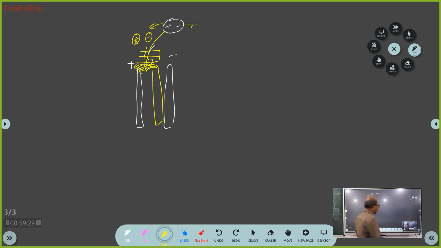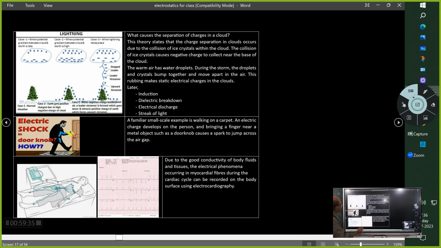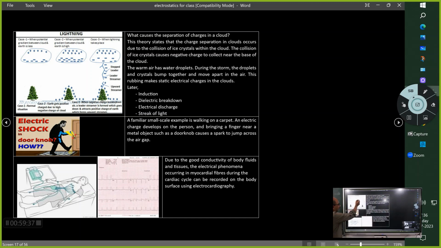Now, what happens here? Here the negative charges are large, and the positive charges are here. Now the cloud comes closer to Earth, just like two electrons coming closer, as I told you. Then the air molecules here will break. Just like I told you about free electrons and ions, the air molecules between the cloud and Earth will break into positive ions and negative ions. And now there will be current flowing in the air between Earth and cloud.